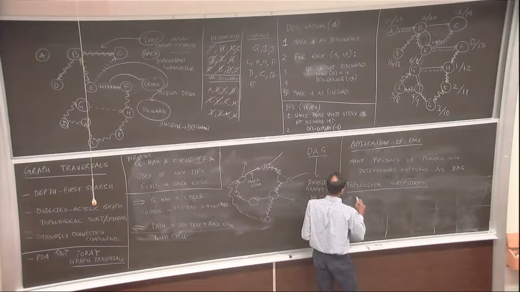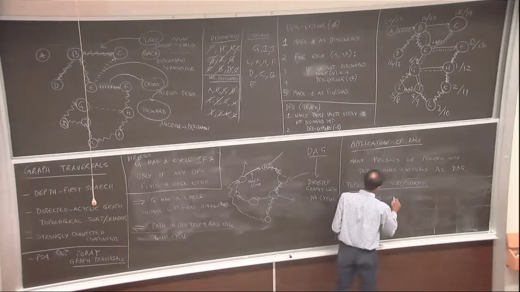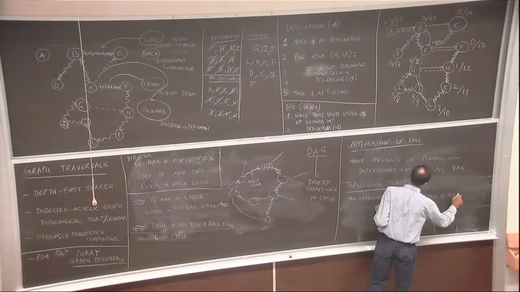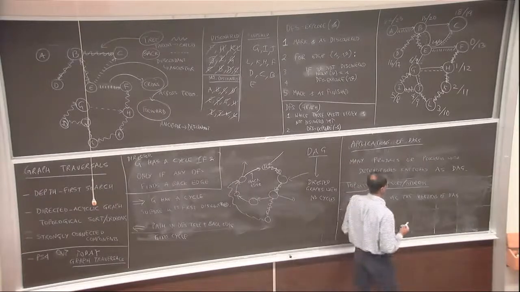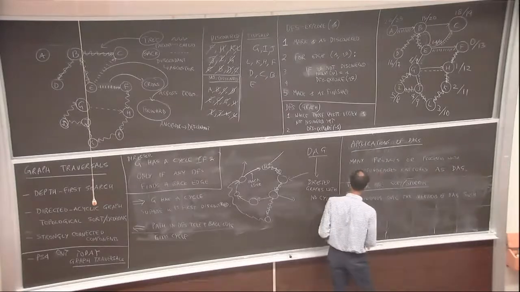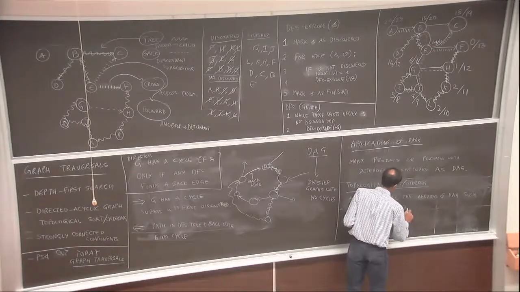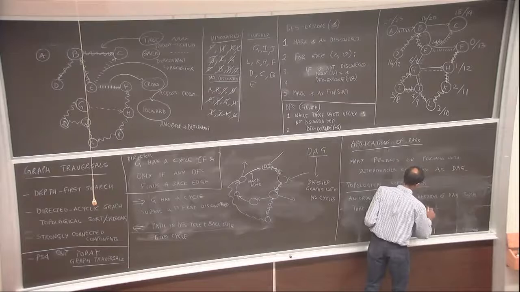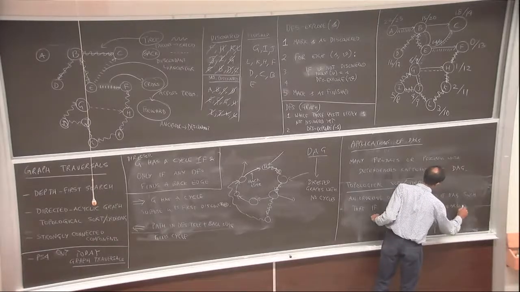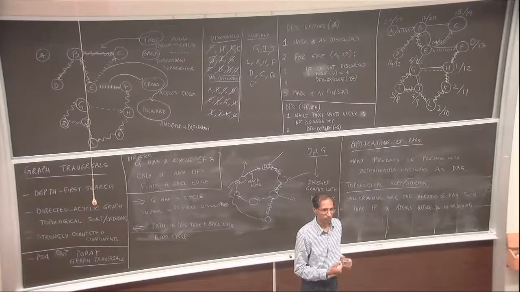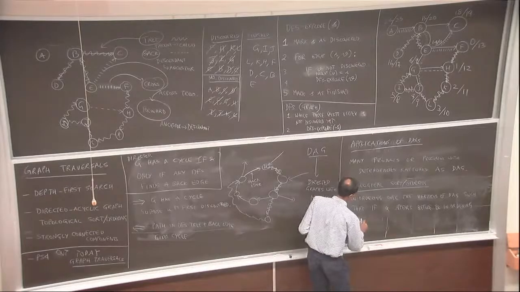This is an ordering over the vertices of the DAG such that if vertex u appears before vertex v in the ordering, then there is no edge from v to u. Okay? No edge.